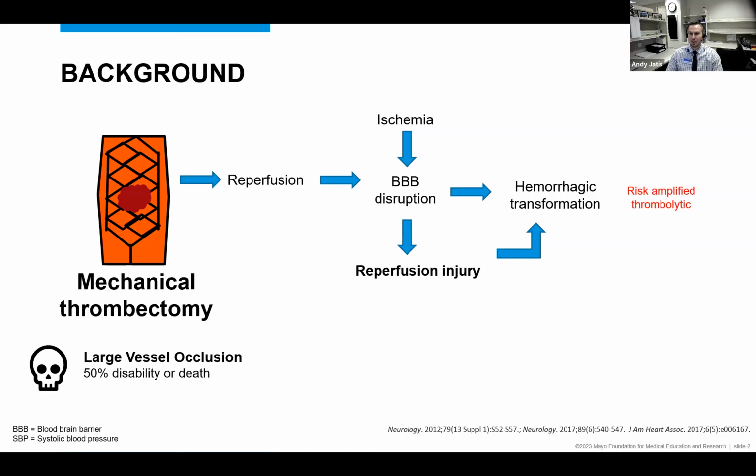I think it is important for us to note that this risk, of course, can be amplified in patients that are getting thrombolytics prior to moving on to mechanical thrombectomy. So then how can we potentially help our patients and lower some of these events?